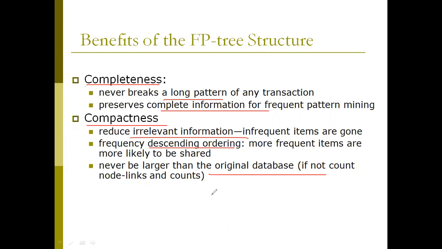Compared to the original database size, it is less only. Why? Because by taking the minimum support count, we are reducing or pruning some of the item sets from the starting itself, right? That's why, I mean, the FP tree never gets larger than the original database. Okay, these are the benefits of the FP tree structure.